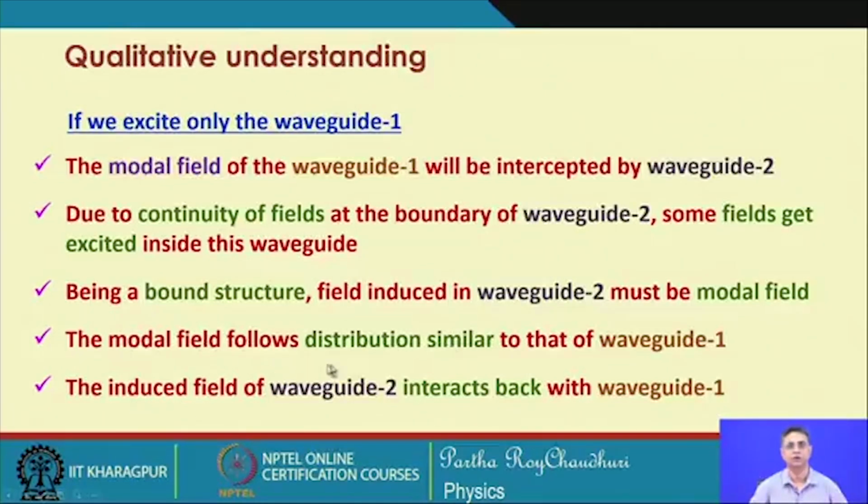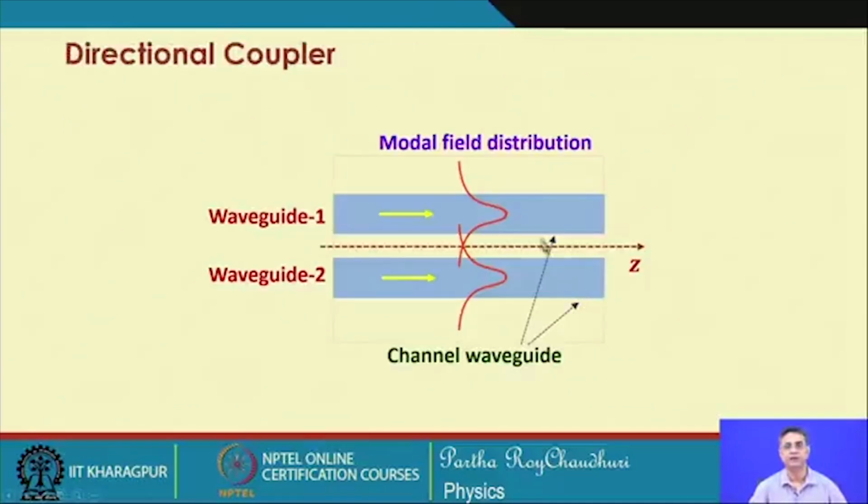The modal field follows a distribution similar to that of waveguide 1, and the induced field of waveguide 2 interacts back with waveguide 1. So, the field induced here can in turn interact with the first waveguide, and this process goes on as long as these two waveguides are interacting and lying parallel to each other.